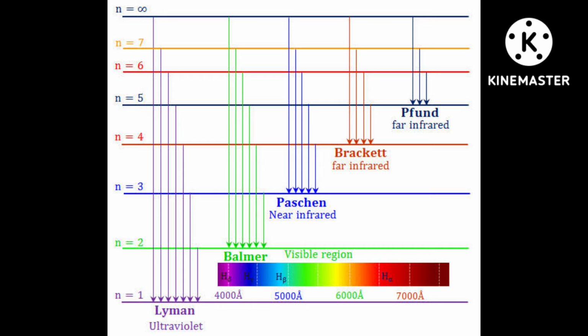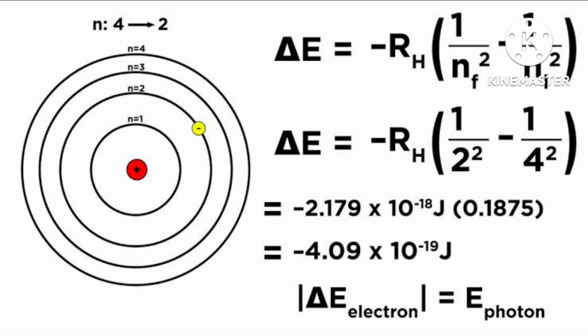Again, the frequency of radiation absorbed or emitted when transition occurs between two stationary states that differ in energy by delta E is given by nu equals delta E divided by h, which equals E2 minus E1 divided by h, where E1 and E2 are the energies of the lower and higher allowed energy states respectively. This expression is commonly known as Bohr's frequency rule.